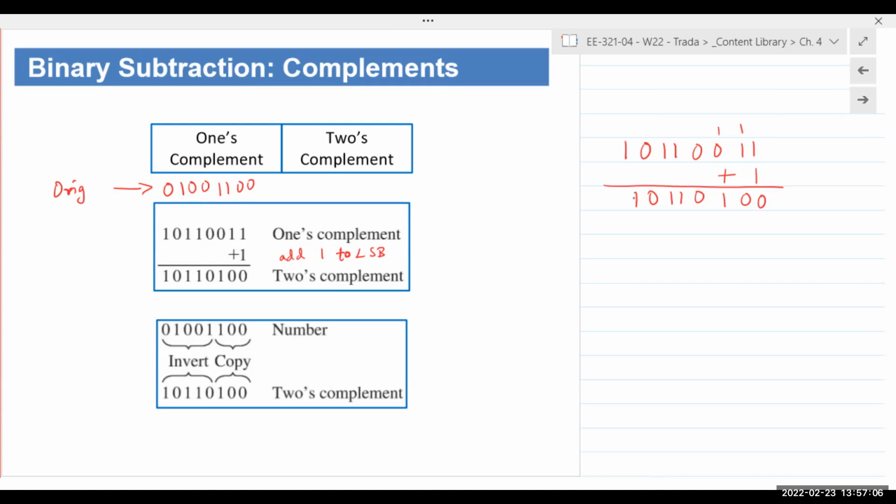So the way computers perform subtraction is by taking the original number, let's say number 1 minus number 2, like A minus B. You would find the twos complement of B and add it to A. And the result would be A minus B. There's beauty in that.